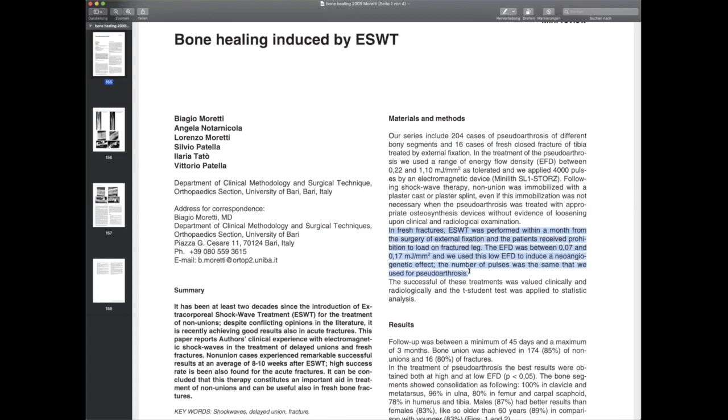And they propose that maybe an interaction with NO, with nitric oxide, might play a role in the beneficial healing in fresh fractures with lower energy. And this is, for me, the only paper I'm aware of which dealt with acute or fresh fractures, which has been published at the moment. So this is what we know from science.